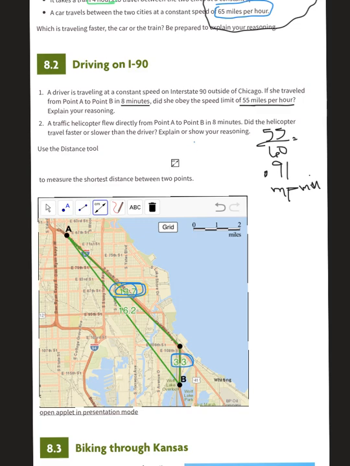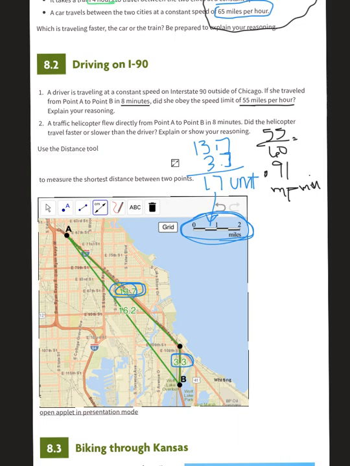So 13.7 plus 3.3 is 17 units. Well, if I look at the grid, I'm looking at this part right here, 2 units. Each colored section is a unit. So 2 units equals 1 mile, and 4 units equals 2 miles.